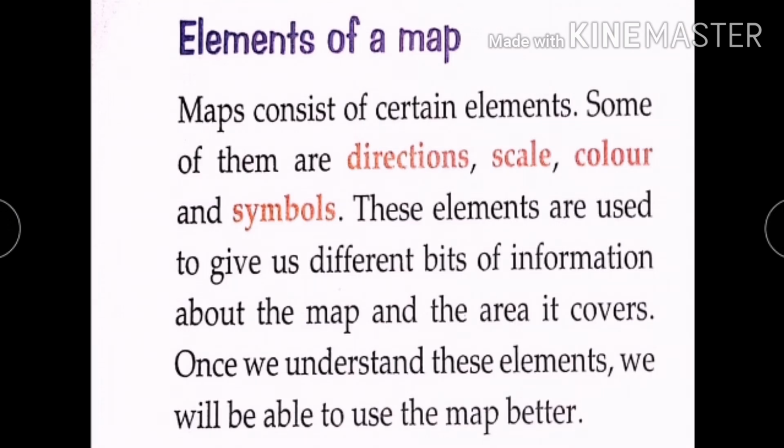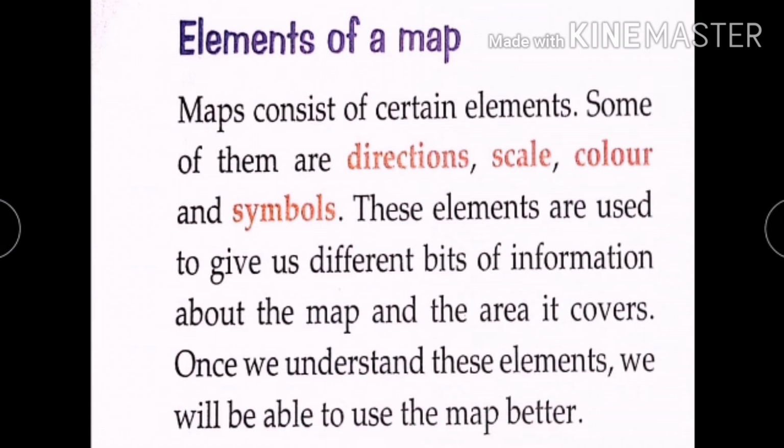Elements of a map. There are certain elements in the map for making our study easier. So, maps consist of certain elements. Some of them are directions, scale, color, and symbols. These elements are used to give us different bits of information about the map and the area it covers. Once we understand these elements, we will be able to use the map better.